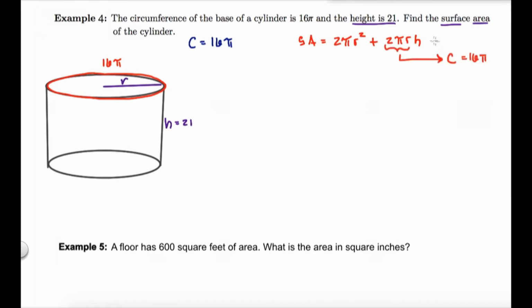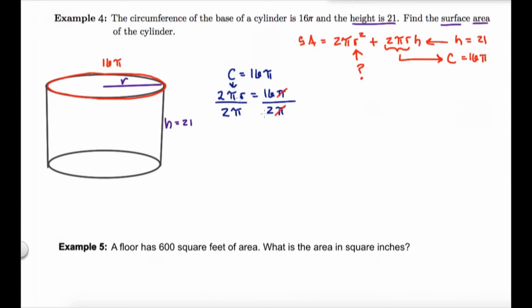So we know 2 pi r is 16 pi. That's the circumference. And we know h is 21. So we know the second part of the equation. We don't know the radius for the first part. So what can we do? We can use the circumference equation and find the radius.